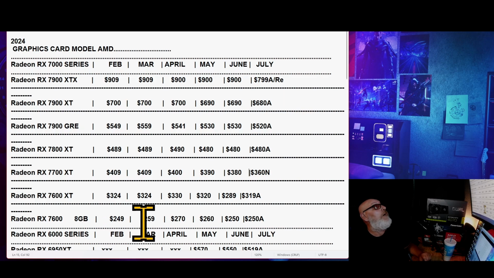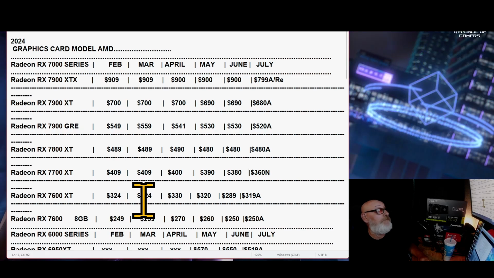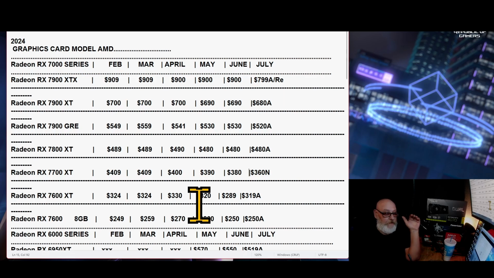You never know. Okay, moving on to the 7700 XT. Started out in February at $409. March was $409. April was $400, so it was steady, and then it came down, and then it started sloping down slowly. So that tells you right there that, usually, some people say when the sales decrease, the price goes up. Some people say when the sales decrease, the sales go down. So it's kind of in between the two. If the sales are going down, then the prices will probably come down a little bit to meet that overhead.